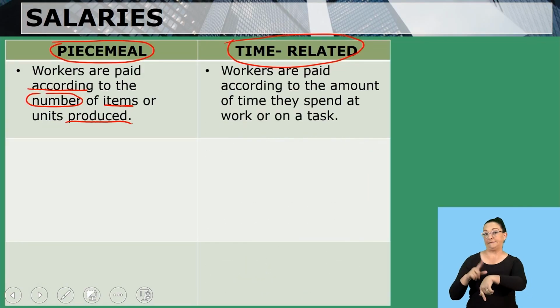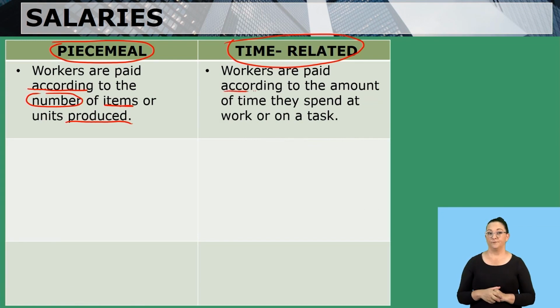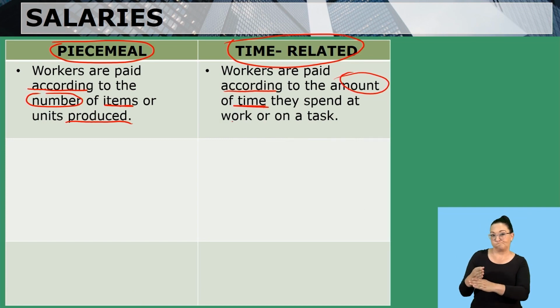Whereas with time related, we're looking at workers who are paid according to the amount of time that they spend at work or on a task. So here we are looking at the time in which the employee is working. Unlike piecemeal, we don't look at the number of tasks that they have done, but we look at the amount of time that it took them to complete the task. So we pay them according to the time.